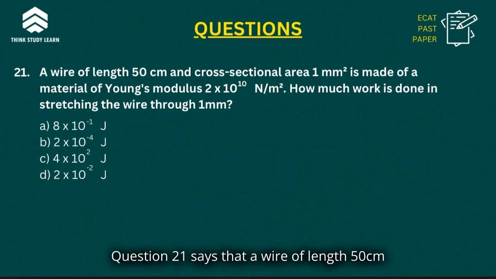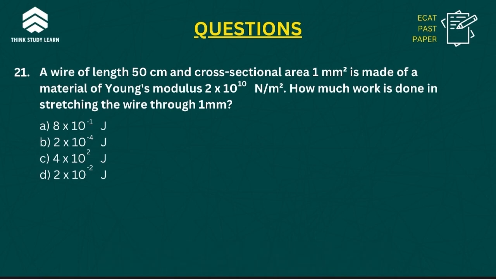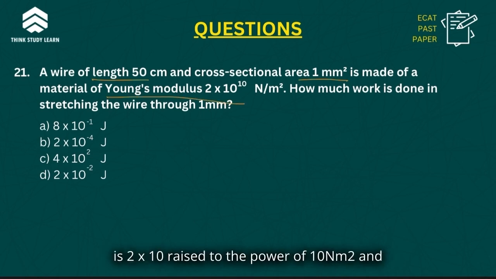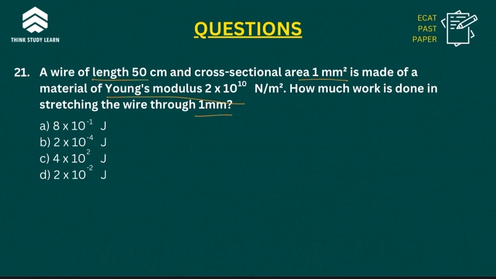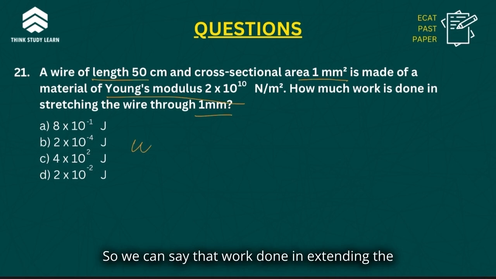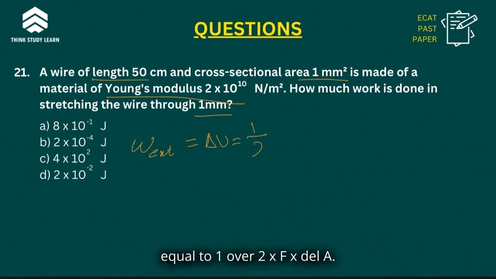Question 21 says that a wire of length 50 cm and cross-sectional area 1 mm square is made of a material of Young's modulus 2 into 10 raised to the power of 10 Newton per meter square. How much work is done in stretching the wire through 1 millimeter? So we know that the length of the wire is 50 cm while its area is 1 millimeter square and its Young's modulus is 2 into 10 raised to the power of 10 Newton per meter square, and the extension in the wire is 1 millimeter. We know that work done applied in stretching the wire is stored as potential energy. So we can say that work done in extending the wire is equal to potential energy, which is equal to 1 over 2 into F into del L.